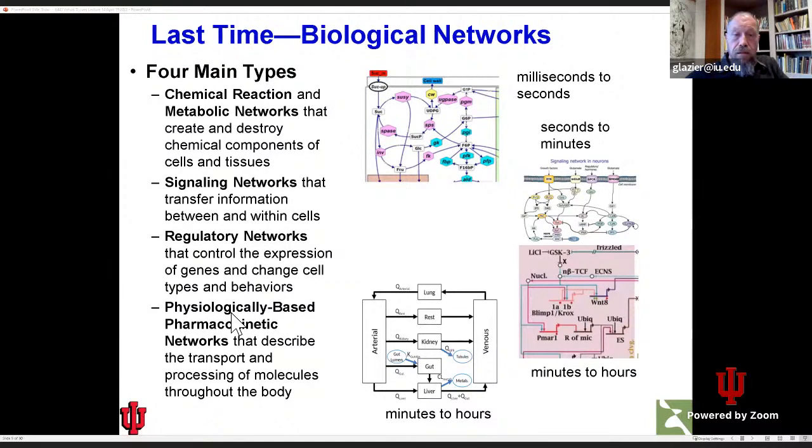So let's come back to where we were. Last time we talked about biological networks. I mentioned that biologically, there are 4 kinds of networks that we're going to deal with: chemical reaction and metabolic networks, signaling networks, regulatory networks, and then whole body, or what are called pharmacokinetic networks. They all are networks in the sense that you have nodes that represent concentrations or amounts of materials. You have arrows that represent mass transformation or mass transfer, sometimes other arrows that represent regulation.